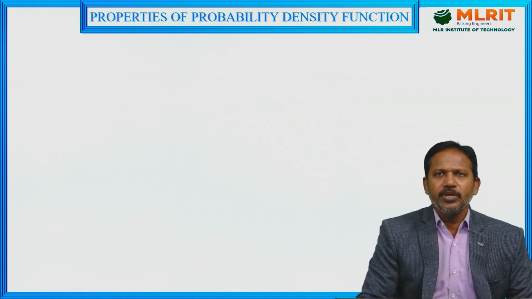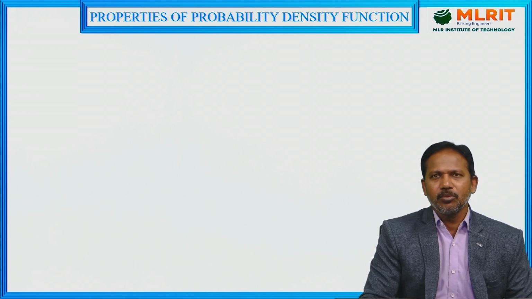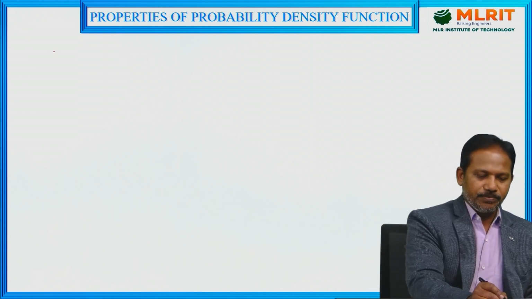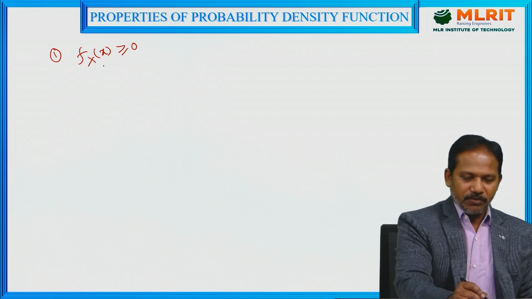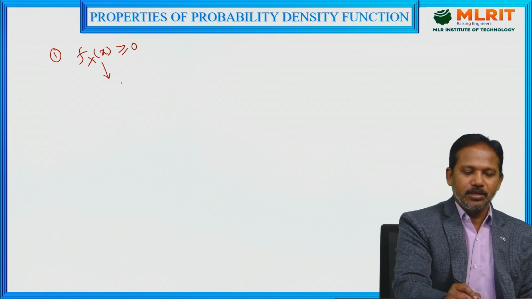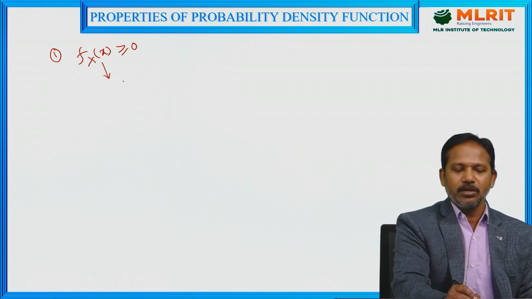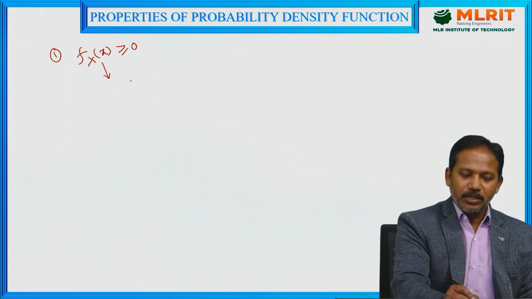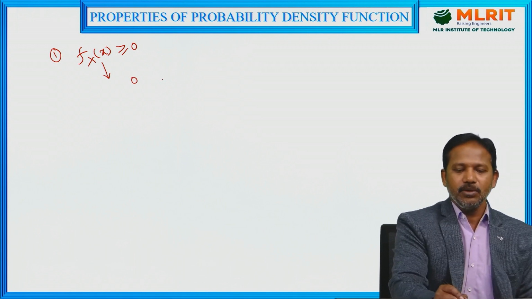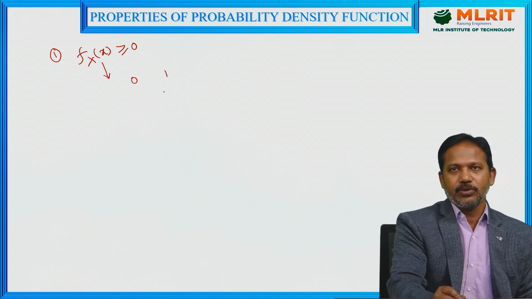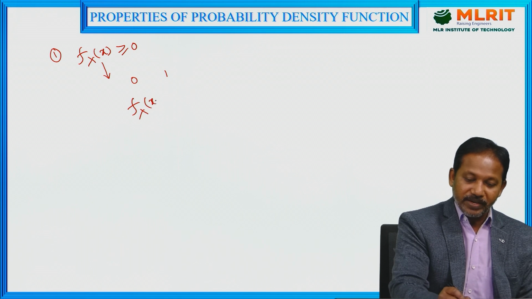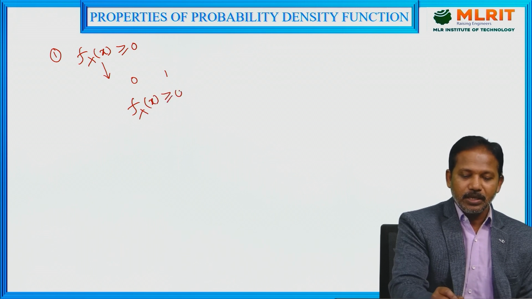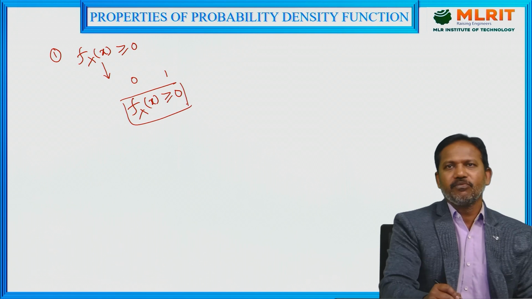Next we need to know the properties of the probability density function. First, the probability density function is always a non-negative real number. What is the probability density function? It is a probability. What do we know about the properties of probability? The minimum value of probability must be 0 and the maximum value of probability is 1 only. That is a non-negative real number only. That's why the probability density function, otherwise the probability value, must be greater than or equal to 0. So this is the first property.